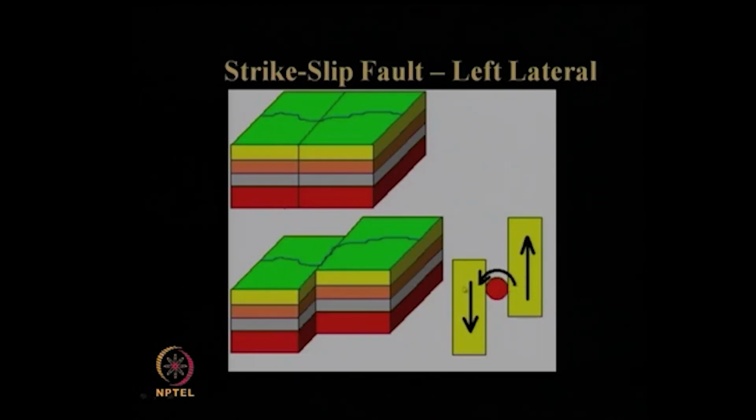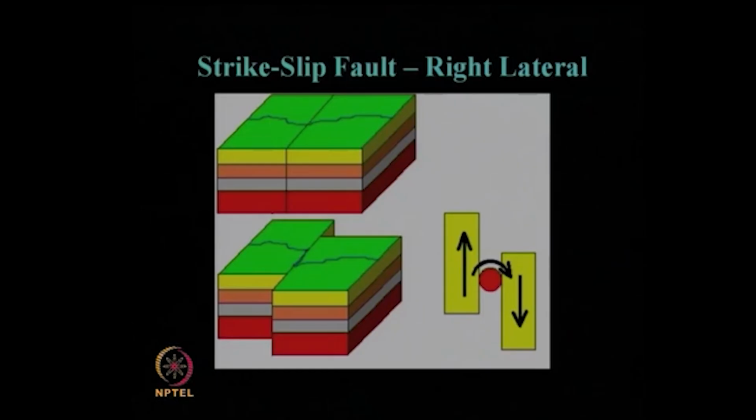If we see the shearing forces, and they are developing an anti-clockwise moment about that center point, then we call it left lateral. That is, laterally the left block has moved like this, subjected to an anti-clockwise force getting generated due to this shearing action between the two blocks.